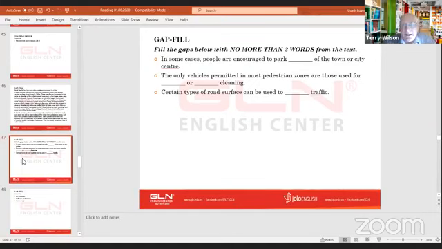Let's look at a gap fill example. So here we have to fill in these gaps. So people are encouraged to park. Only vehicles permitted are those used for. And something about types of road surface. So let's look at the text.